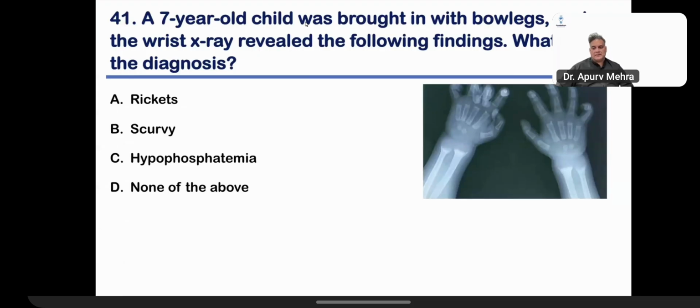Next. Cupping, splaying, flaring. Can be painless, can be painful. Diabetic ulcers are usually painless, can be painful as well.